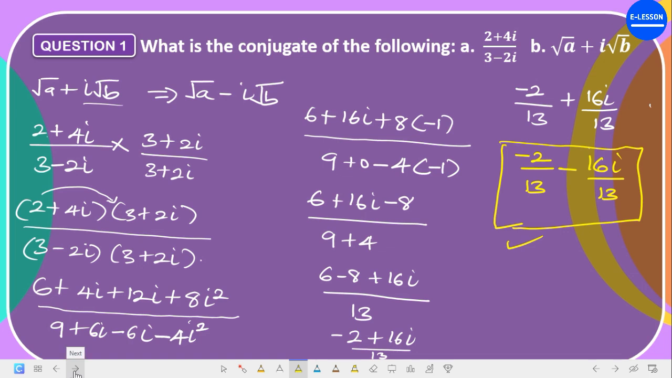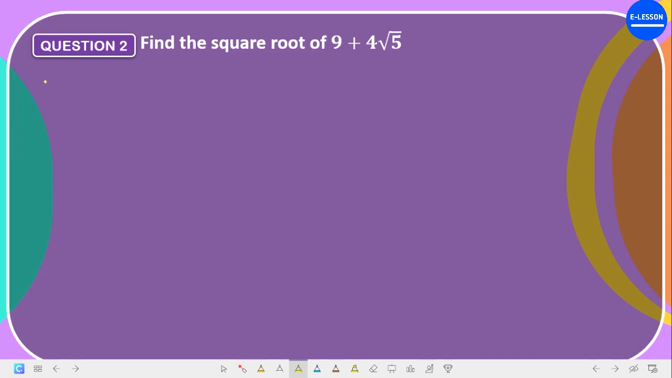And that is the solution to number 1. Now let's take question number 2. Number 2 says find the square root of this. Now whenever you are given any question like this, this is understood.